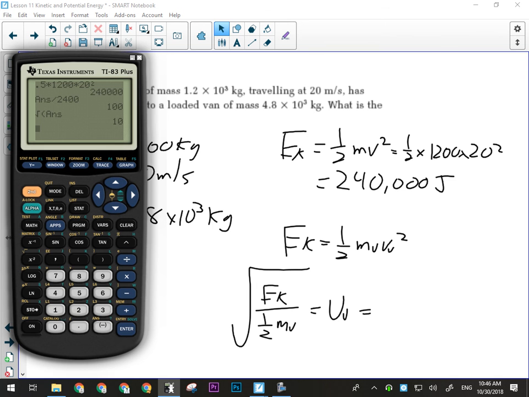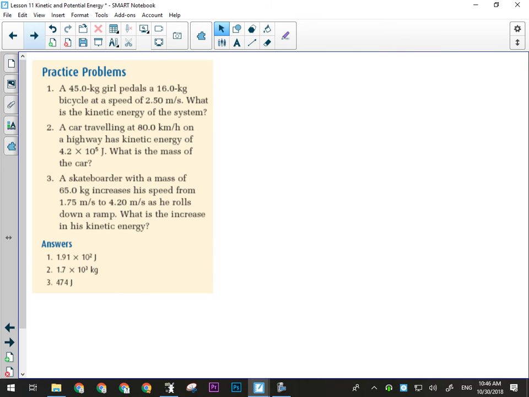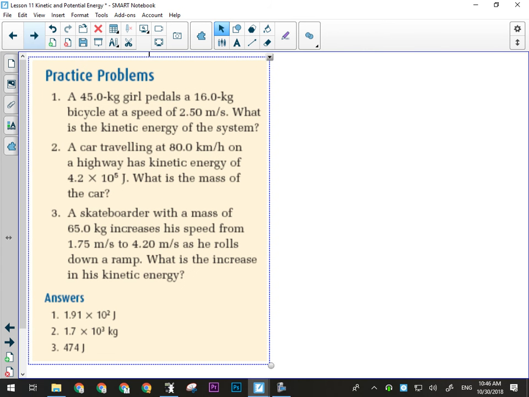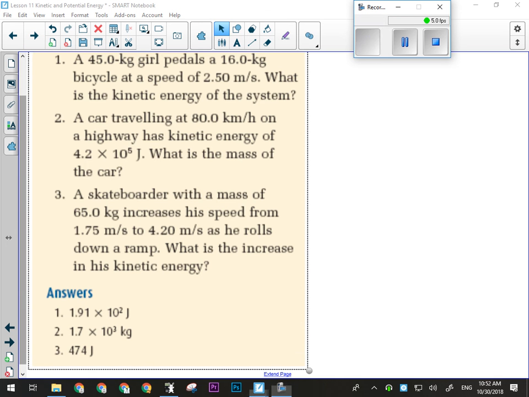All right, let's have you try these three kinetic energy questions. They're not too difficult, but they all involve 1/2 mv squared. So question number one, I assume everyone's done it. The only trick is it asks what's the energy of the system, which means you have to add the two masses together.